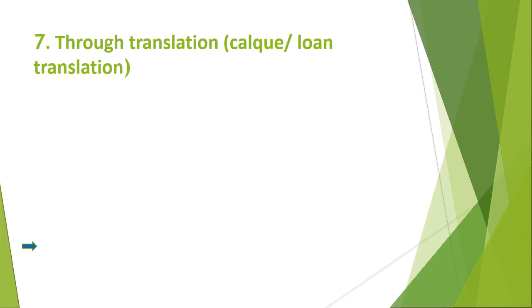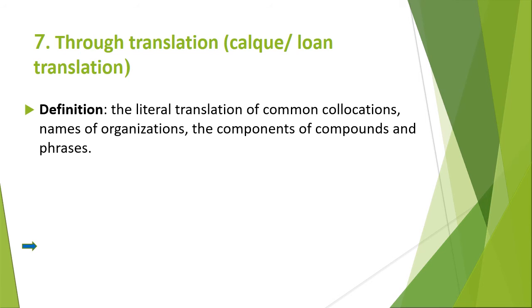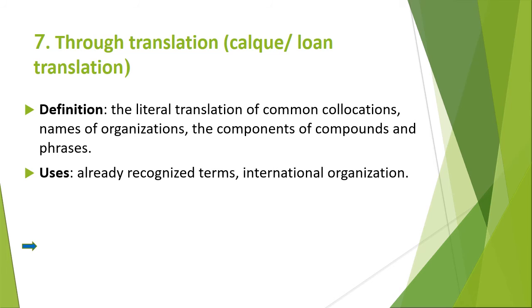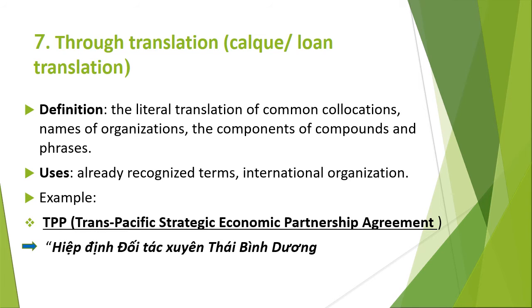The seventh is through translation, also called loan translation, which is the literal translation of common collocations, names of organizations, and the components of compounds and phrases. We use it for already recognized terms and international organizations. As an example, TPP, the Trans-Pacific Strategic Economic Partnership Agreement, is translated into Vietnamese as Hiệp định Đối tác Xuyên Thái Bình Dương.